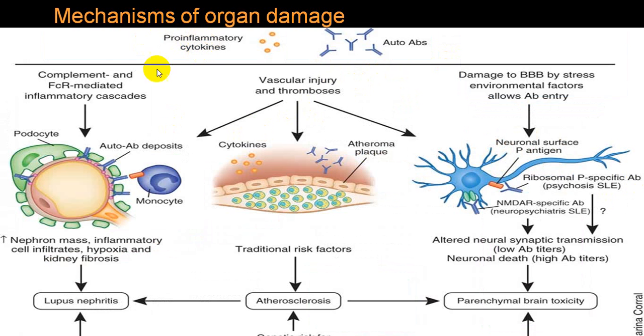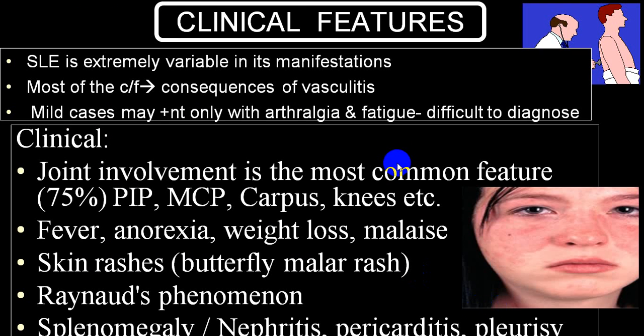So cytokines will produce inflammation, will give rise to lupus nephritis, increase the atherosclerotic process, and parenchymal brain damage. If we go to the clinical features, it is a multisystemic disease. The most common is involvement of skin and joints. In joint involvement, it is PIP joints most commonly involved, metacarpophalangeal joints, carpus and knee. Fever, anorexia, weight loss, malaise are the common features we call non-specific.